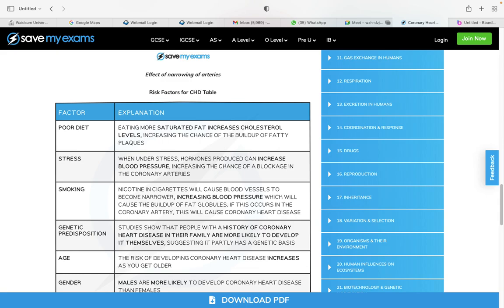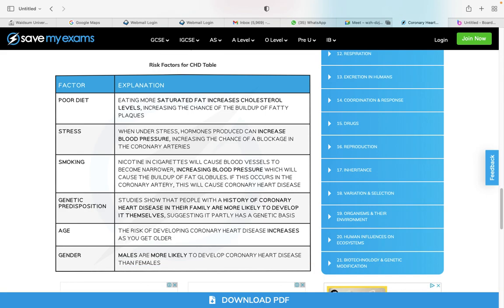Now, risk factors for coronary heart disease table. One of the things that cause coronary heart disease. Let's quickly go through this.